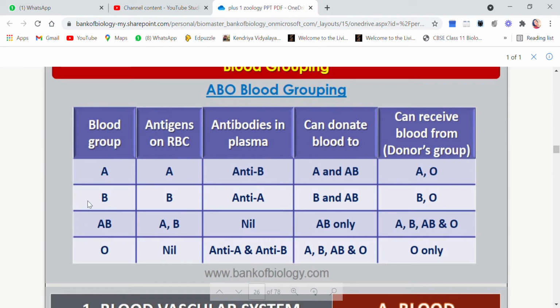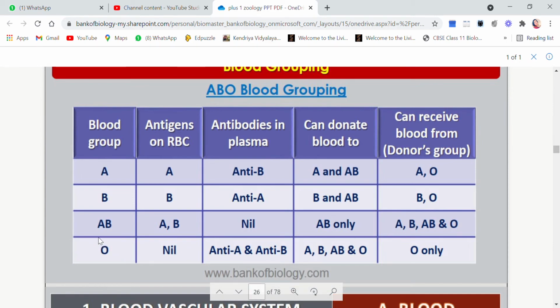Next is a person who is having blood group AB will have both the antigens. Because he is having both the antigens, no antibodies are present, and he can only donate blood to a person having the same blood group. Because if he is going to give blood to B, you see B is having antibodies A. So what will happen? The antibodies will fight because AB is having no antibodies. So this will be lethal, and hence the person may die. So AB blood group person can donate only to AB, but can receive from all the four blood groups. That is why we call him universal recipient, because he is receiving blood from all the blood groups.